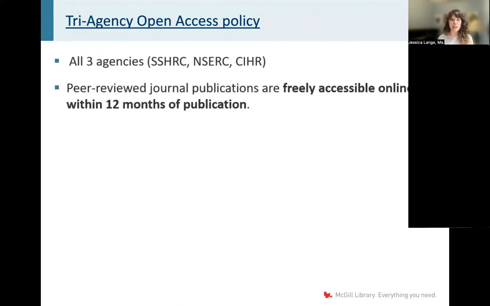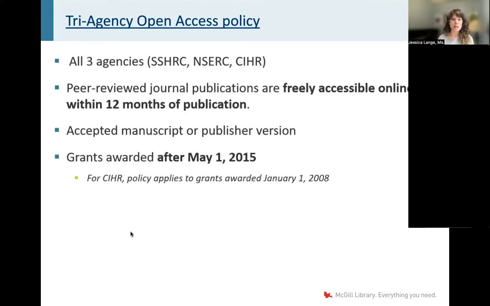Now in Canada, one of the major funding agencies is what we call the tri-agency. So that is SSHRC, NSERC, and CIHR. So they have an open access policy. It states that peer-reviewed journal publications, so it doesn't apply to monographs or books, for example, it really applies to articles, must be freely accessible online within 12 months of publication. And I want to really underline that 12 months because that's going to come back later. Different versions of your manuscript can be made open, either the accepted manuscript or the publisher version. I'm also going to return to what that means, but just kind of park that in the back of your mind. It applies to grants awarded after May 1st, 2015.